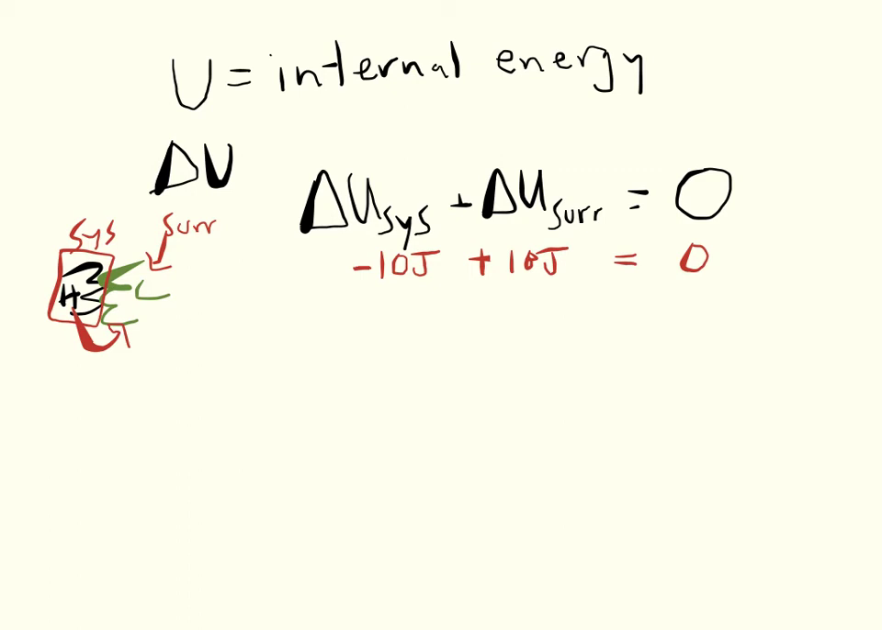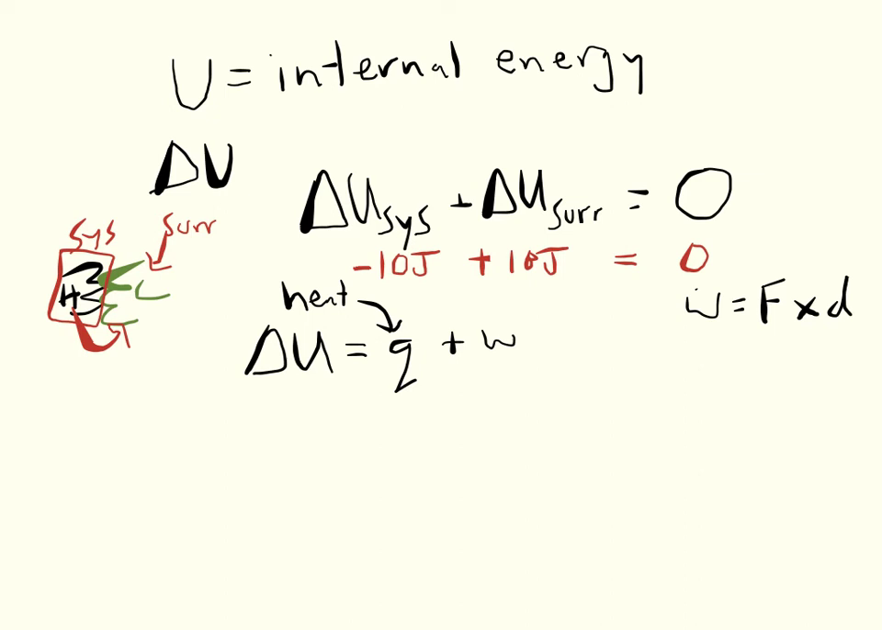We can break down internal energy further, because internal energy is equal to the amount of heat transferred, Q is heat, plus the amount of work done in the reaction. Work, if you remember from physics, is equal to force times distance, displacement. But we don't need to worry about that. You don't need to know where these variables come from, how this equation arises. We just need to know that the change in internal energy is equal to the heat transferred plus the work done.